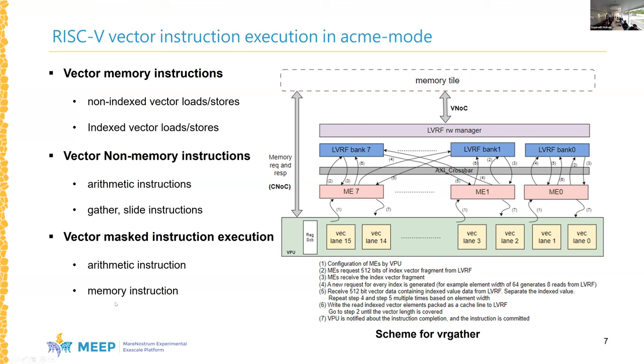And for the memory instructions, because they happen from outside, from the memory tile to the LVRF read-write manager, they do not have access to the mask bits, which are on the VPU. So the best they can do is read V0 from the LVRF and deduce the mask bits from there. For a masked load, initially the masks are read and the write to the LVRF is done using the mask bits by generating strobe signals. For a masked store, it's the other way around, but the memory tile generates two requests, gets a mask and data one after another, and then writes to the memory.